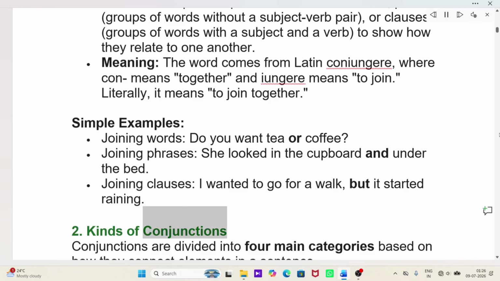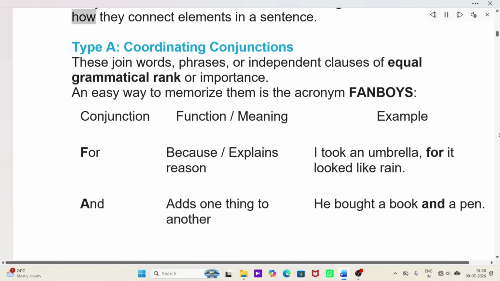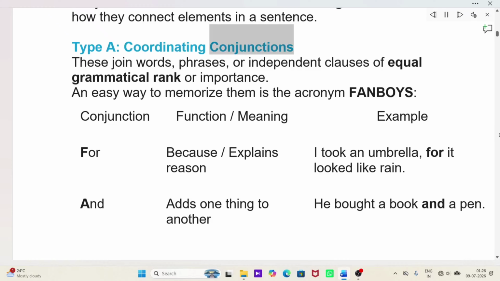2. Kinds of conjunctions. Conjunctions are divided into 4 main categories based on how they connect elements in a sentence. Type A: coordinating conjunctions. These join words, phrases, or independent clauses of equal grammatical rank or importance. An easy way to memorize them is the acronym FANBOYS.